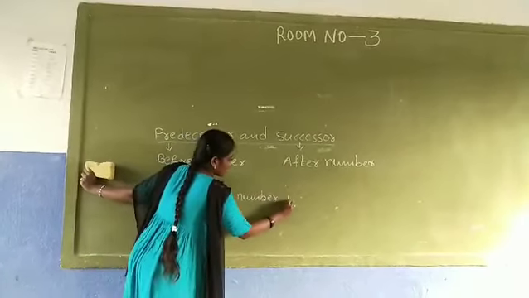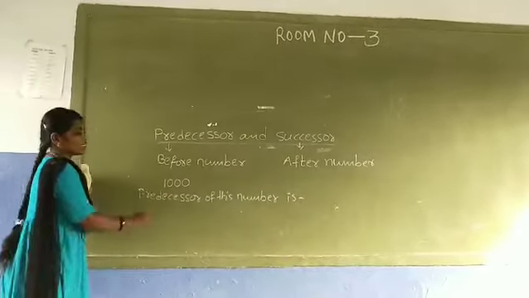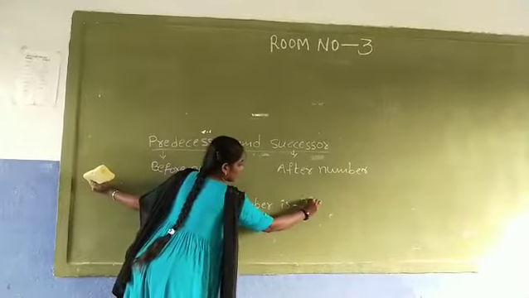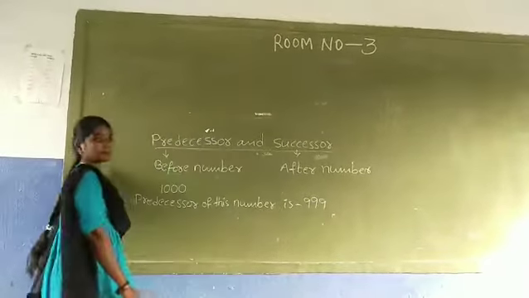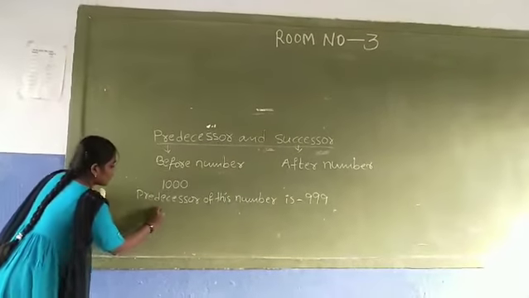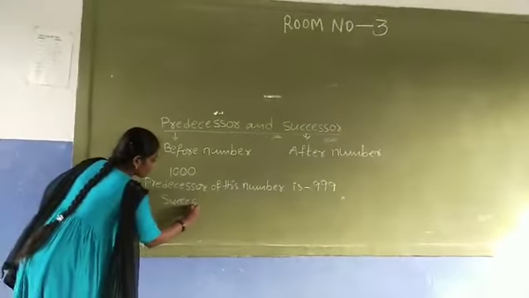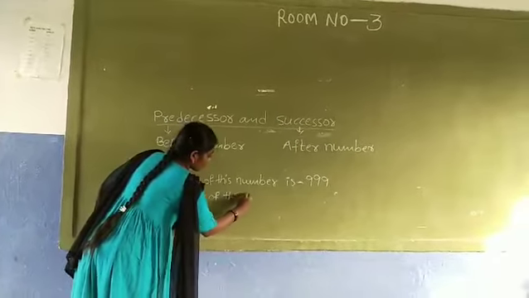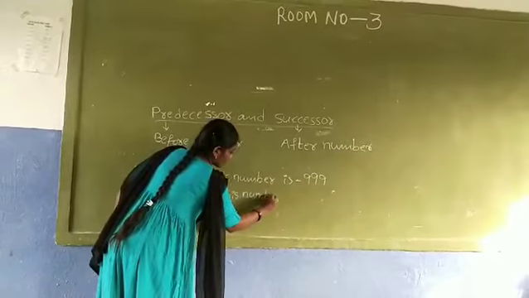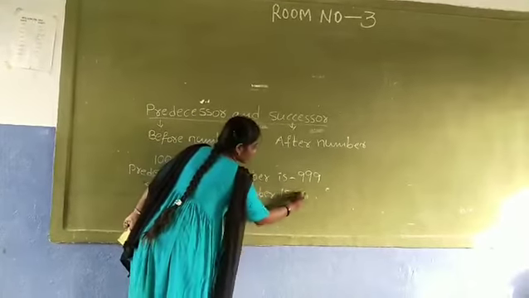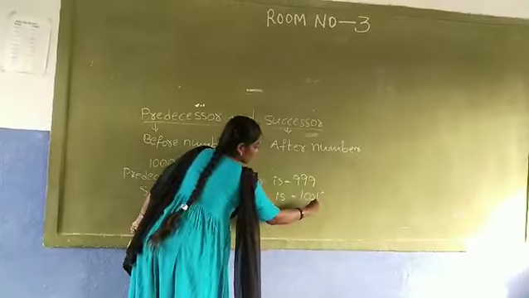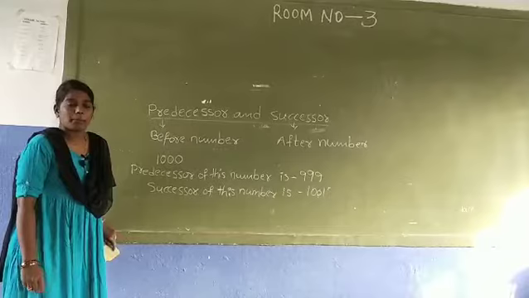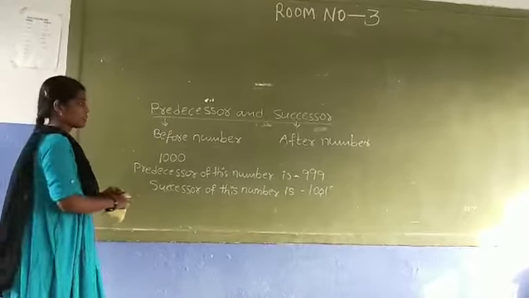Predecessor of this number is, what is that? Predecessor of 1000 is 999. The successor of this number is 1001. That means predecessor means before number, successor means after number.